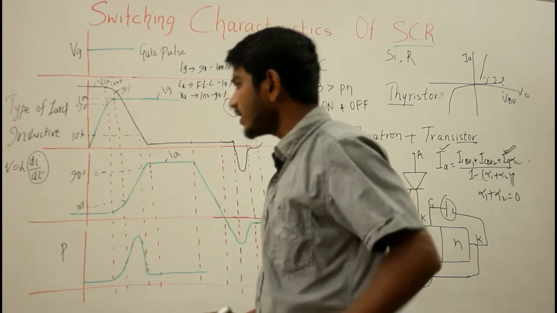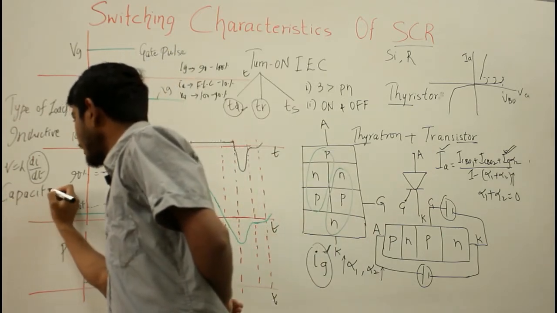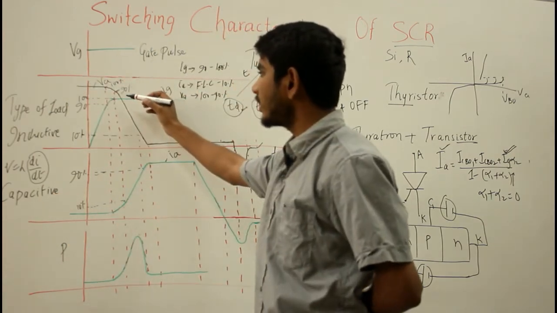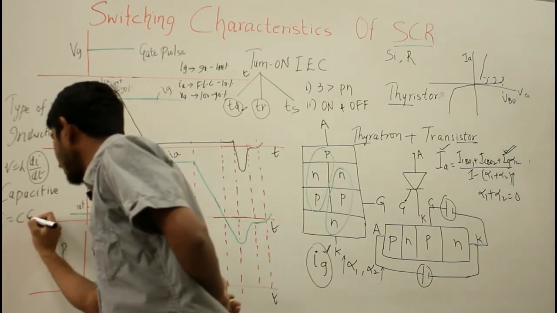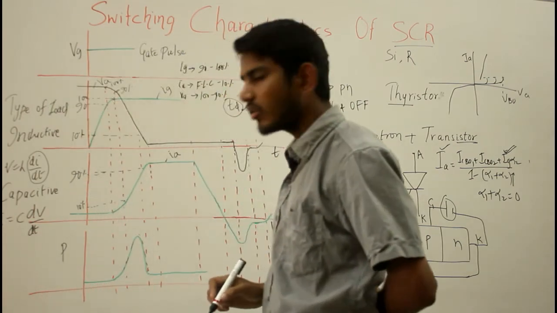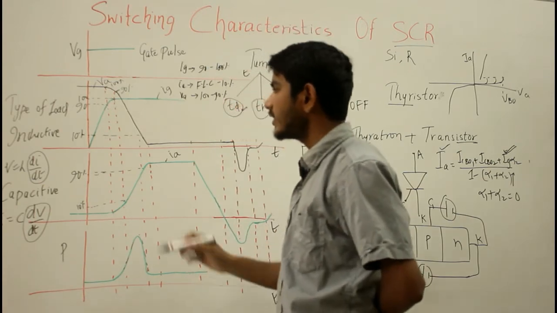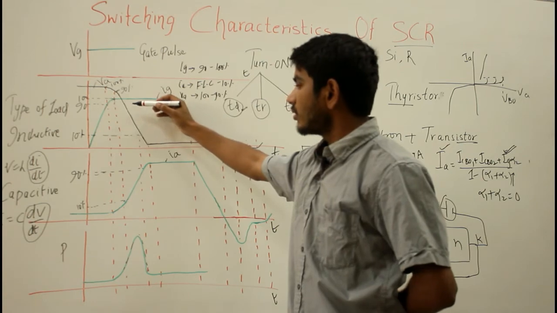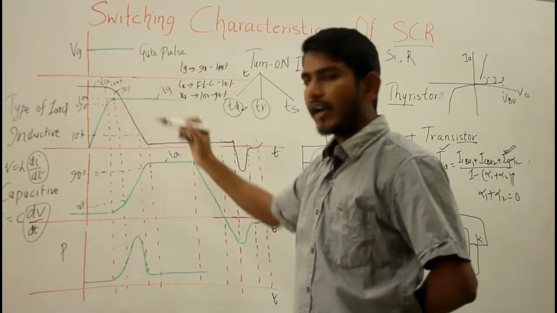Now if you have a capacitive type of load, you will have a faster increasing rate of the current and a slower falling rate of your anode voltage. Because in a capacitor we know I is equal to C into dV by dt, it doesn't allow a sudden change in the voltage initially. Therefore, in the capacitive type of load we have a faster increasing current and a slower falling anode voltage.